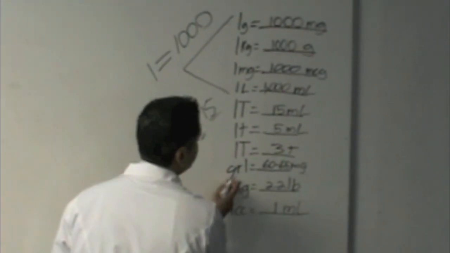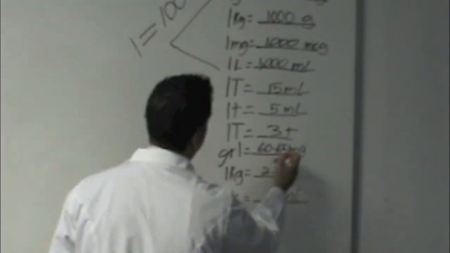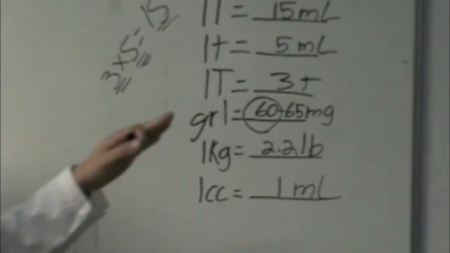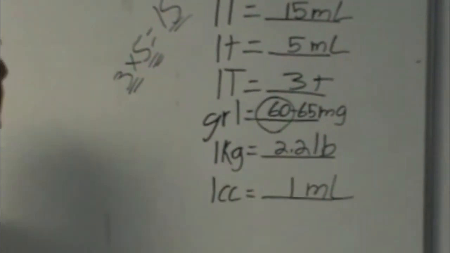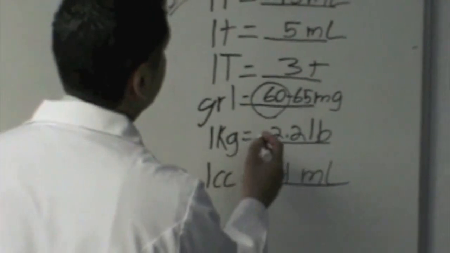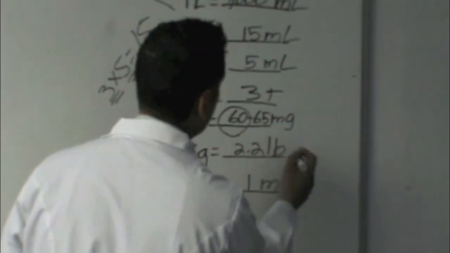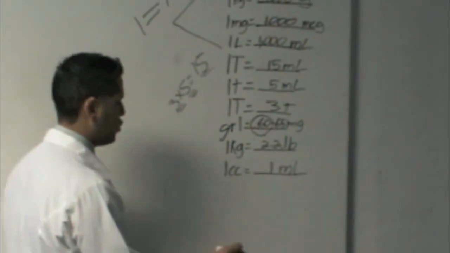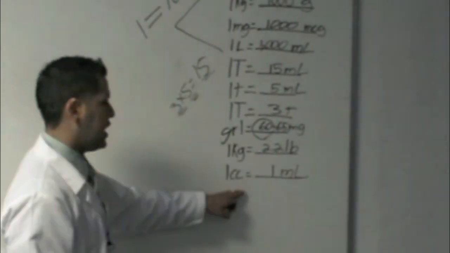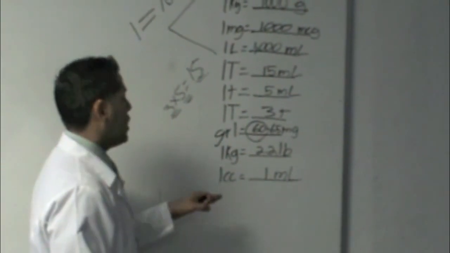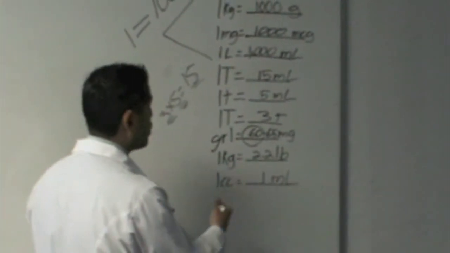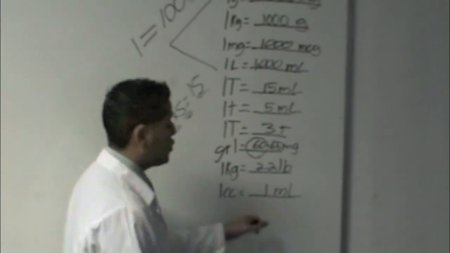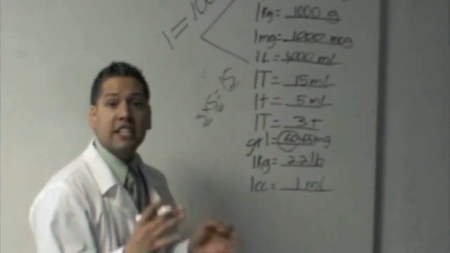Now we see that 1 grain is equal to 60 to 65 milligrams. For the most part, we are always going to use the 60 milligrams. The next one: 1 kilogram is equal to 2.2 pounds. Make sure you put that point. It's 2.2, not 22. And the next one: 1 cc is equivalent to 1 milliliter, so they're exactly the same. If you have 100 cc's, you have 100 milliliters. Or vice versa, 30 milliliters is 30 cc's. They are exactly the same.